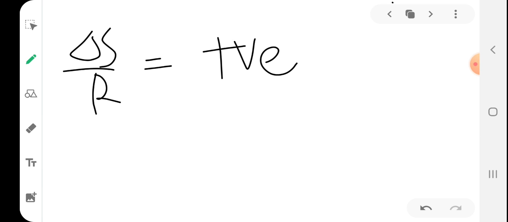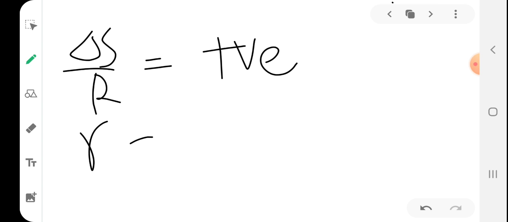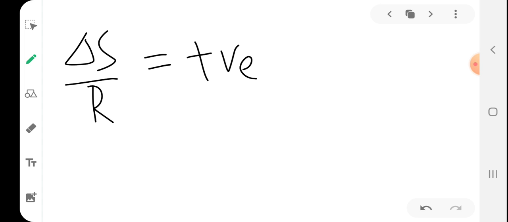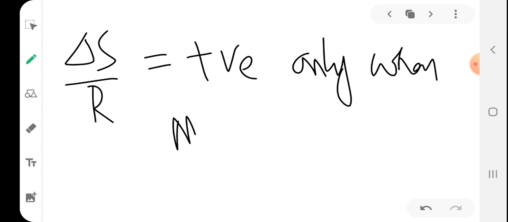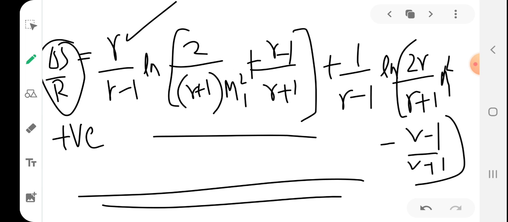So students, analysis of this equation indicates that for gases having the usual gamma values, between 1 and 1.67, the entropy delta S by R is positive only when, according to that equation, M1 is greater than unity. For values of gamma between 1 and 1.67, this value is only positive when M1 is greater than 1.